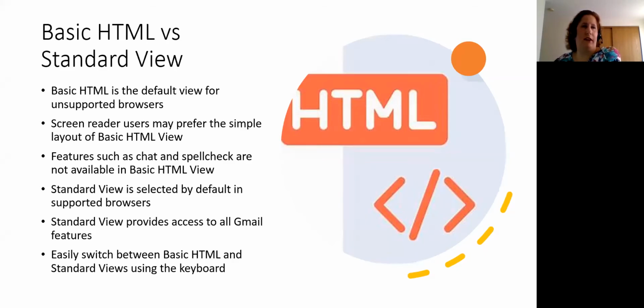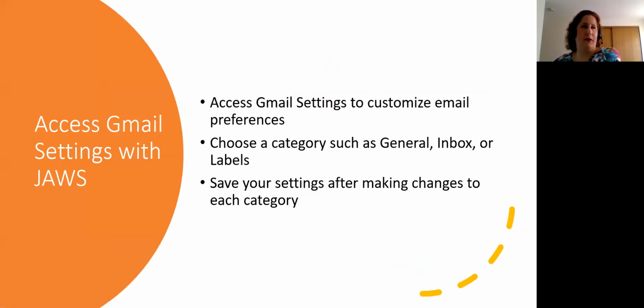Standard view is selected by default in a browser that is supported by Gmail. So if you're using, for example, the latest version of Chrome or the new Edge, Microsoft's new Edge Chromium browser, it will go ahead and have the standard view selected by default. Standard view provides access to all the features in Gmail, and you can easily switch from basic HTML to standard view. So we're going to review some steps here for setting Gmail to basic HTML, and I'm going to take over the screen here in just a second and show you how to do that.